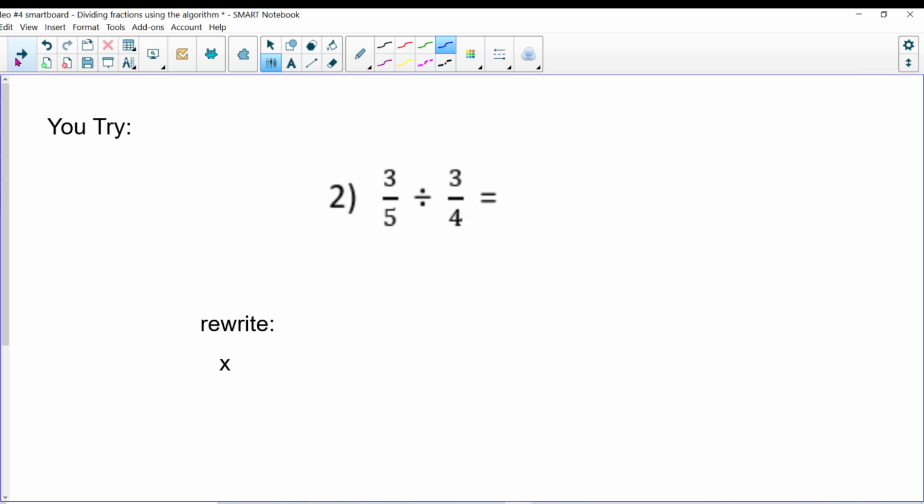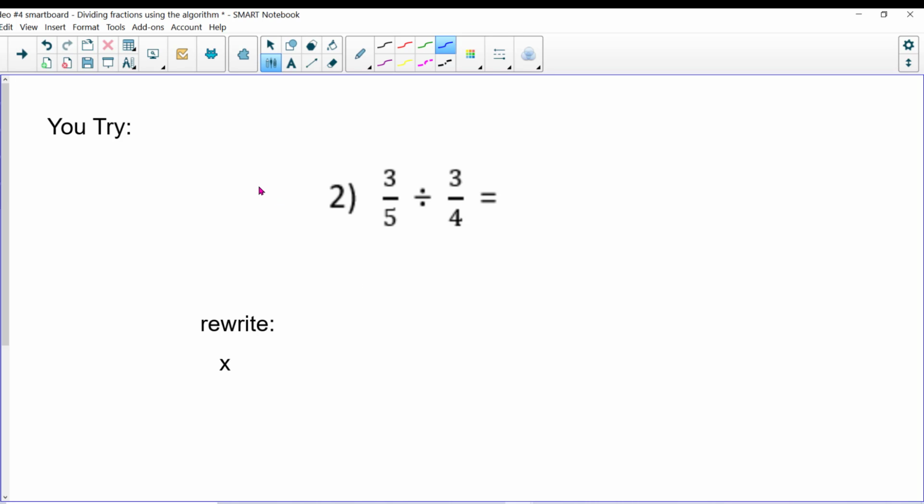Now you try this second one. Pause the video and I want you to try this one, rewrite it below in the multiplication equation, and then press play and the quiz question will pop up. Let's see how you did.